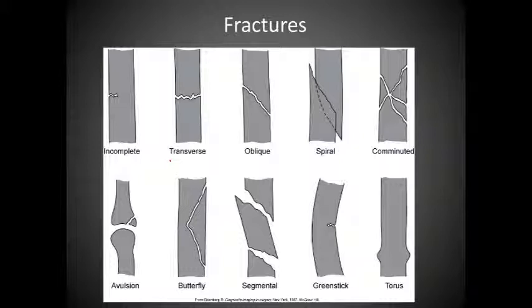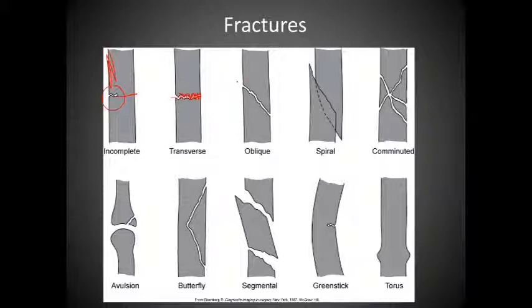So that brings us to fractures. I think that it's very important that we look at fractures because many times you're going to be seeing it on CT as well as normal X-ray. So this is an incomplete fracture. As you can see, it fractures through the periosteum, but it doesn't go all the way through.